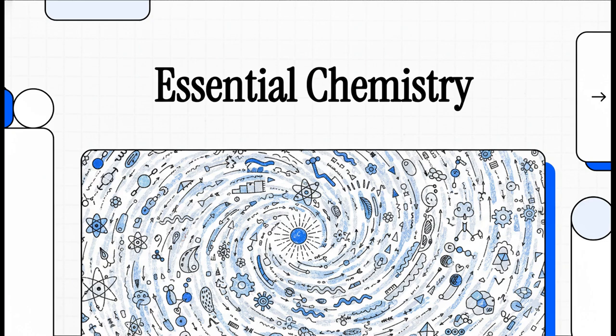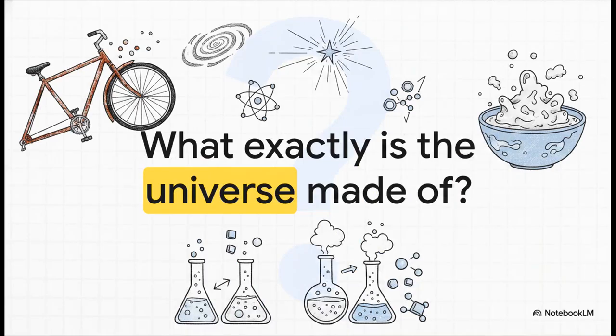Let's get into it. So let's just jump right in with the biggest question imaginable. What exactly is the universe made of? Think about it. When you see a piece of iron rusting on some forgotten bicycle, or when you watch milk slowly turning into curd on your kitchen counter, what invisible choreography is actually happening there? It's so easy to take these everyday changes for granted, but right under the surface, there's this totally fascinating world of substances changing, breaking apart, and recombining.